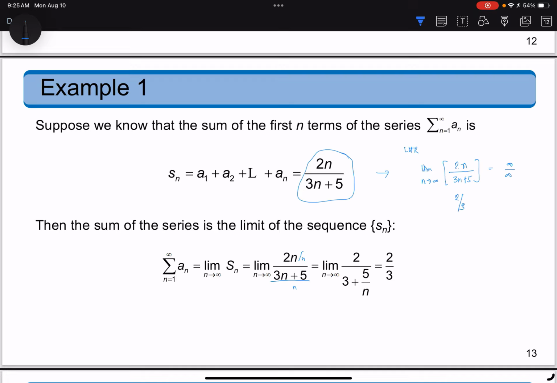So taking the derivative of the numerator, the derivative of 2n is 2. The derivative of 3n plus 5 is 3. So as n approaches infinity, it would just be 2/3. So there is a value that we have computed for the sum of the series. So this series is now convergent.